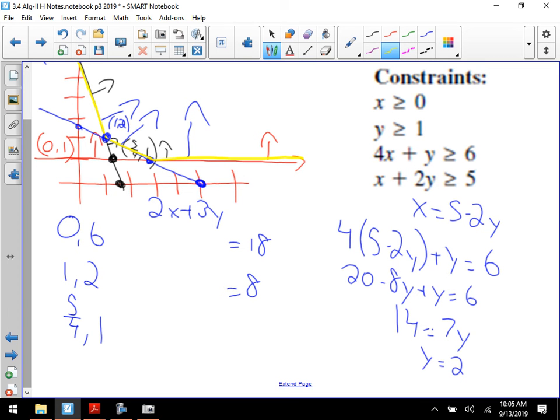What's 5/4 times 2? Otherwise known as 5 halves. 5 halves plus 3 is 11 halves. There's 8. 11 halves would be what? 5 1/2? Which one of those is the smallest? 5 1/2.